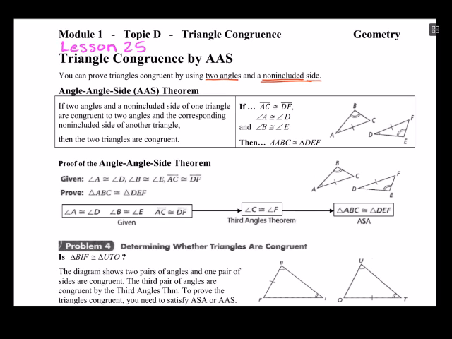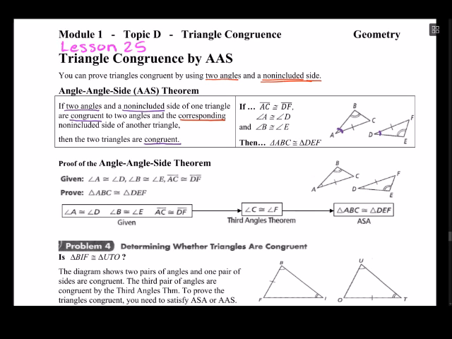The angle, angle, side theorem says that if two angles and a non-included side of one triangle are congruent to the corresponding two angles and non-included side of another triangle, then your triangles are congruent. Now in this one, just as with all the others, corresponding is the key word, but in this one it's a little more important.